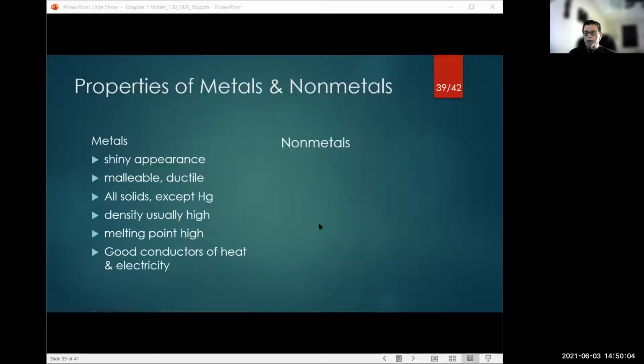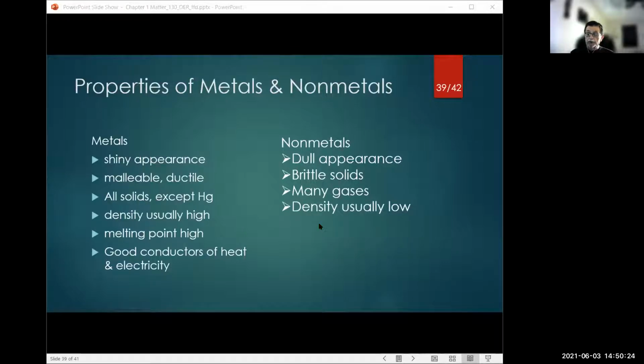Okay. With respect to nonmetals, those that are solids have a dull appearance. If they're solids, they tend to be very brittle in nature. And a lot of them are gases. Okay.